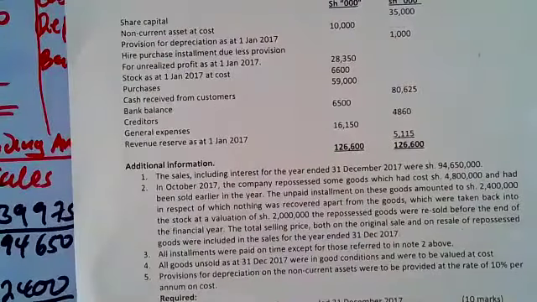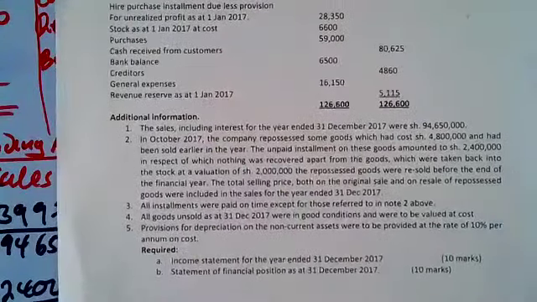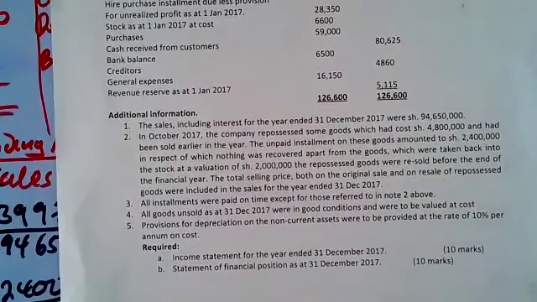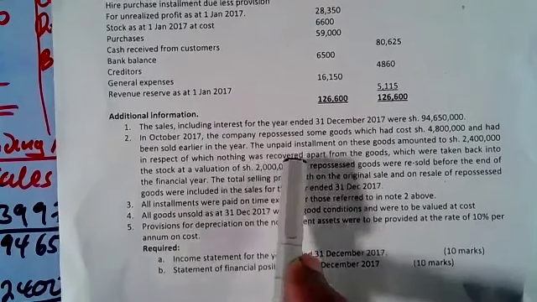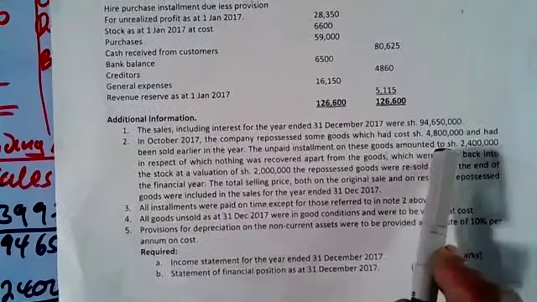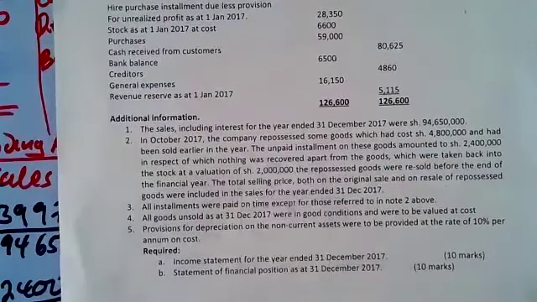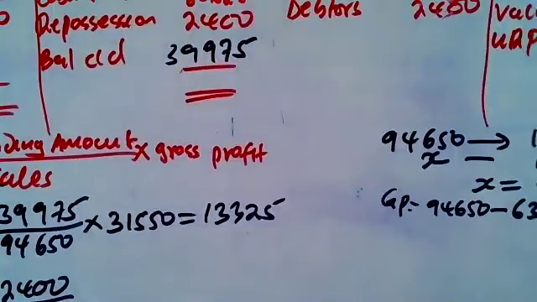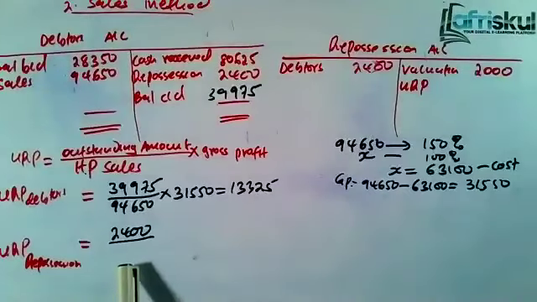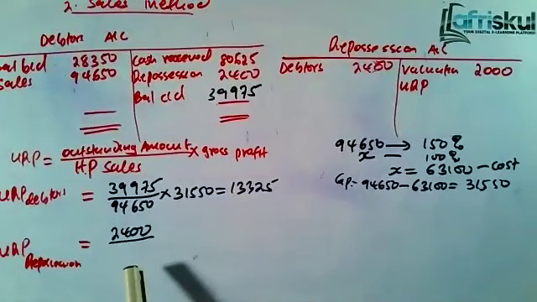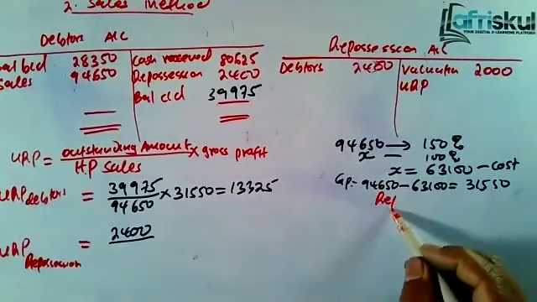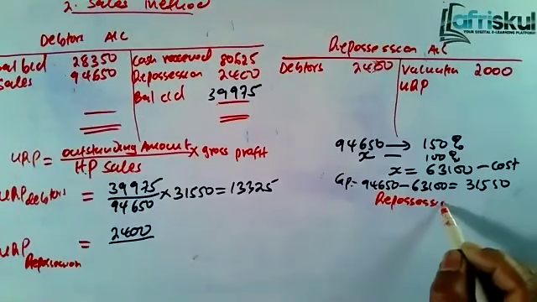Note number 2. You were told, is it number 2? Yes, it's number 2. In October 2017, the company repossessed some goods which had cost 4.8 and had been sold earlier in the year. So what is the higher purchase sales? The higher purchase sales on that repossessed goods. So for the repossession, any idea?